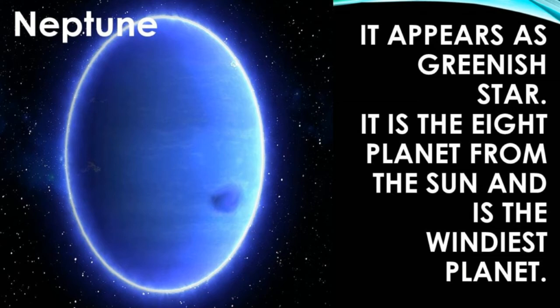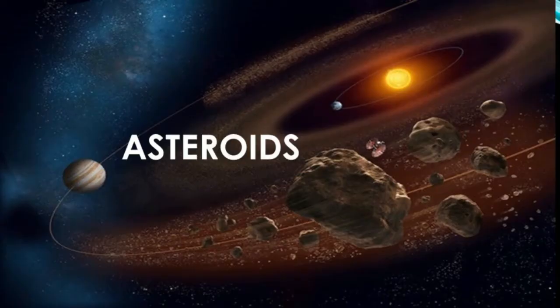Neptune. It appears as a greenish star. It is the eighth planet from the Sun and is the windiest planet. Every 248 years, Pluto crosses its orbit. This situation continues for 20 years. It has 13 moons, Triton being the largest. Triton is the only moon in the solar system that moves in the opposite direction to the direction in which its planet spins.